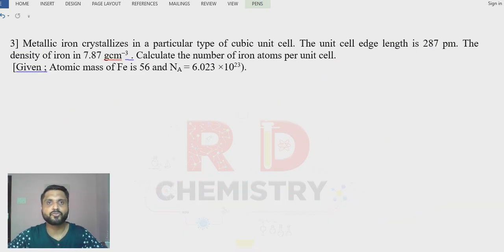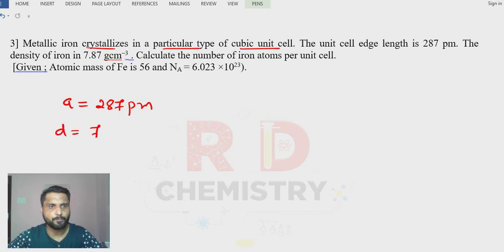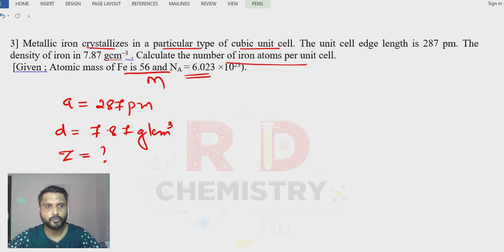Question number 3 from solid state. A metallic iron crystallizes in a particular type of cubic unit cell, not mentioned whether it is a simple cube, body centered cube, or FCC. Okay, and the edge length is given, a is equal to 287 picometers. The density is given as 7.87 gram per cm cube. Calculate the number of iron atoms per unit cell. That means you are supposed to calculate the Z value. Atomic mass is given as 56, that is the molar mass. Avogadro number is given. So we have to calculate Z.